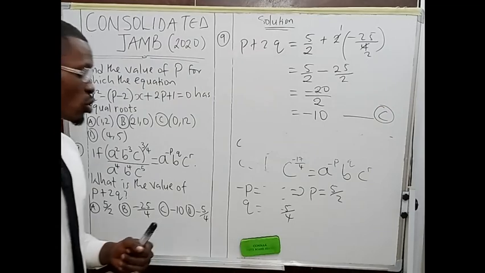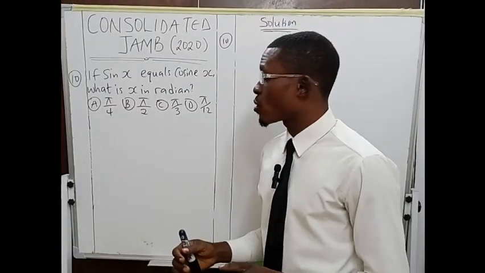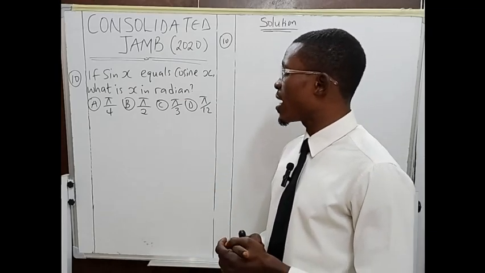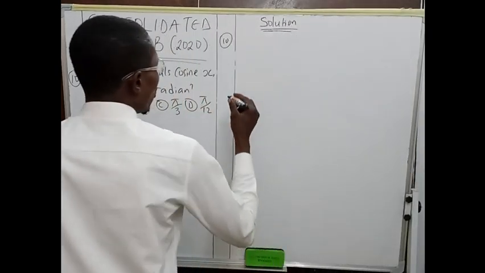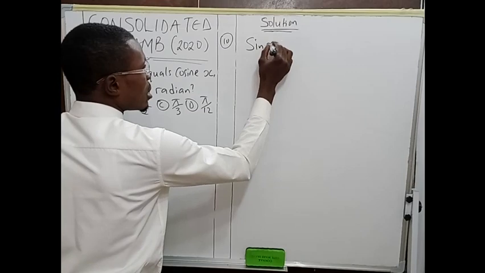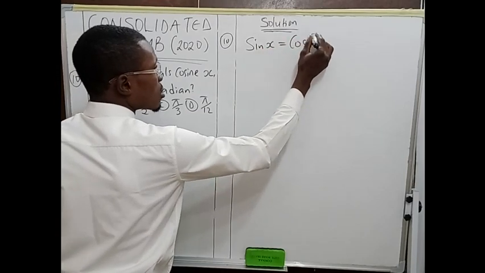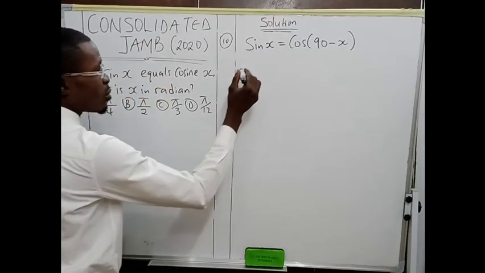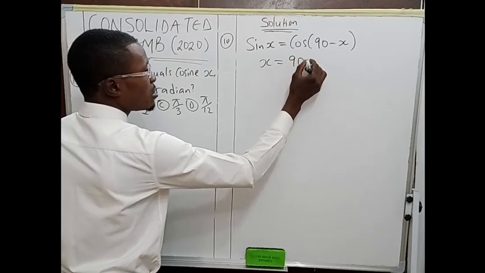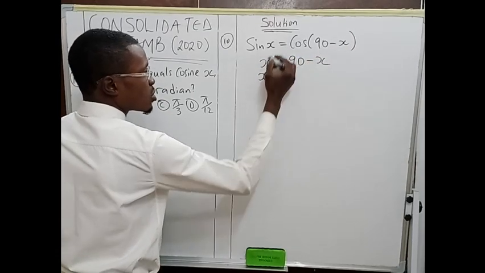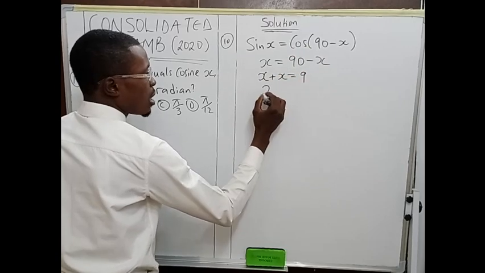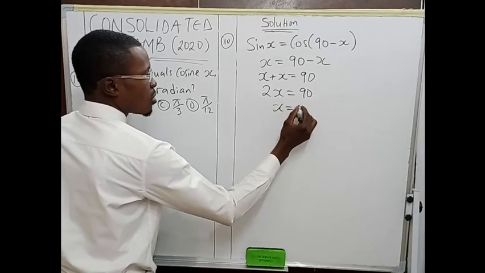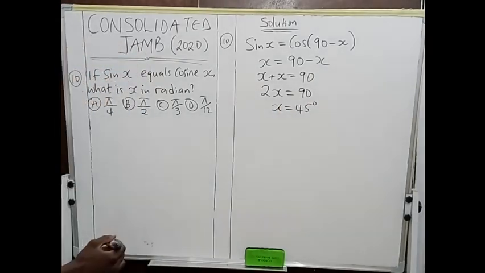Now we go to the last question, which is number 10. Now for the last part of this set of questions, number 10, if sine x equals cos x, what is x in radian? Now recall that our sine x equals what? Cos of 90 minus x, right? So if sine x equals cos x, it means that what? x equals 90 minus x. So you have x, this x comes, so you have plus x equals 90. Our 2x equals 90, sorry, right? So our x equals what? 45 degrees. So our x equals 45 degrees.